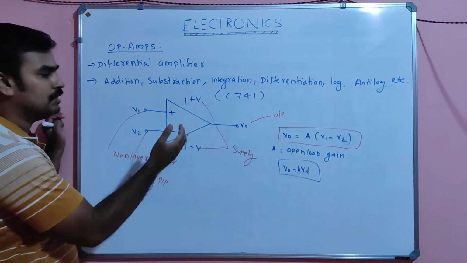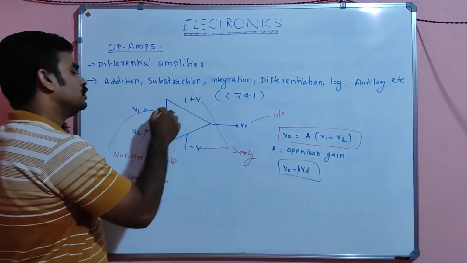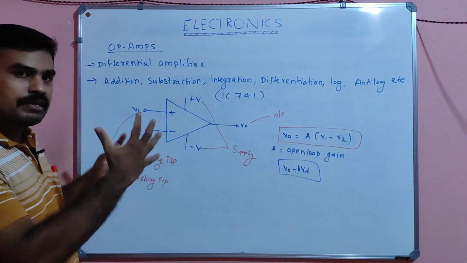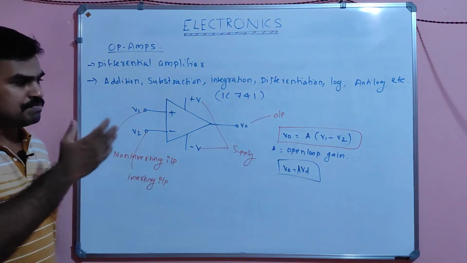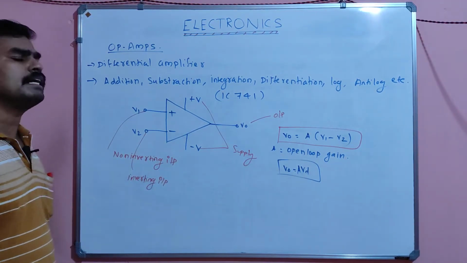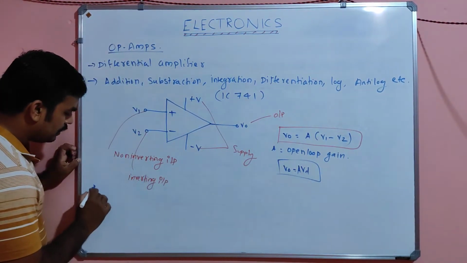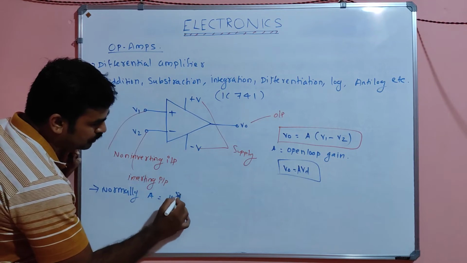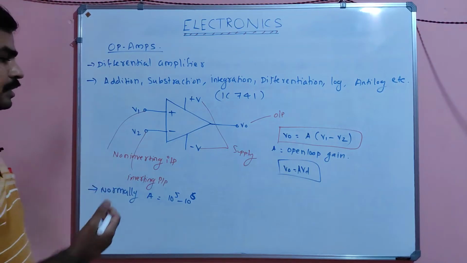Differential input means that whenever we are giving two inputs, it takes the difference of those two as the input. So V1 is the positive and V2 is negative. V1 minus V2 is the difference in input, and it produces the output V0 equal to A into (V1 minus V2), or simply V0 equal to A into VD, where A is called the open loop gain. Normally A is in the range of 10 raised to 5 to 10 raised to 6.